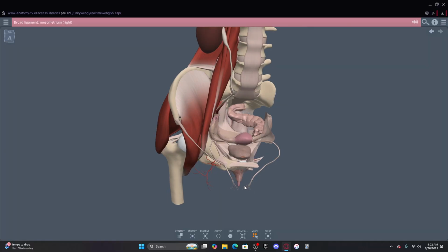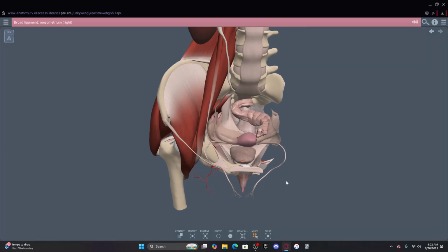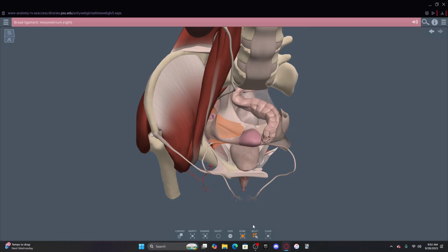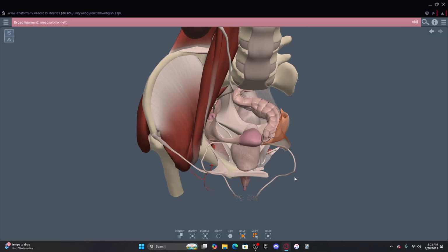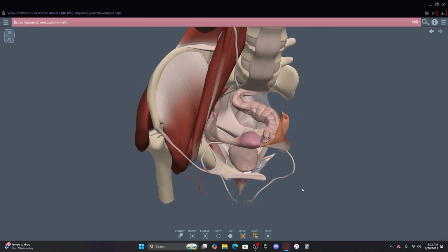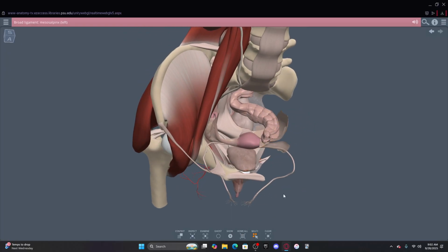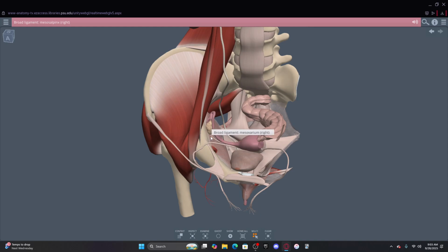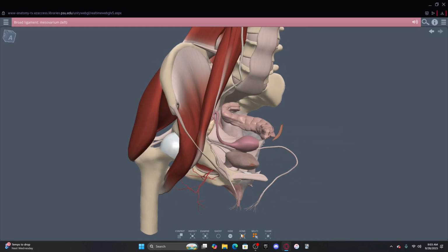So the first two things that I want to go over are the broad and round ligaments. These are supports for all of the female structures. So we have the uterus, the ovaries, the fallopian tube, the fimbria. The broad ligament is supporting all of these structures. So all the things I just removed, that was the broad ligament. We don't need to know that, don't worry.